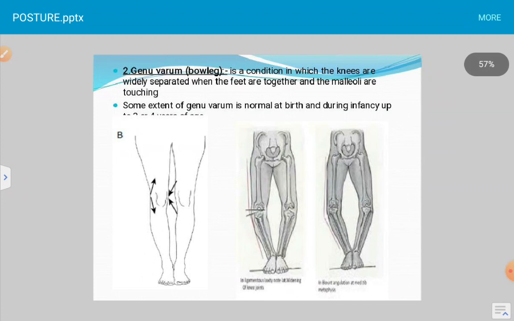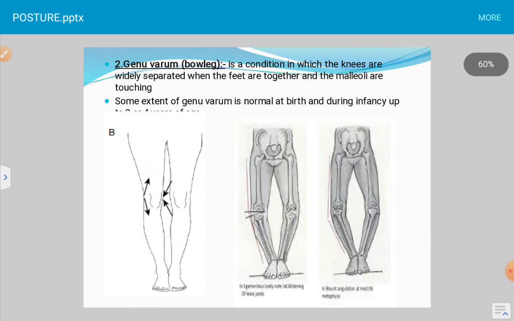Then the second one is genu varum or bow leg. Genu varum or bow leg is a condition in which the knees are widely separated when the feet are together and the medial malleoli are touching. In this picture you can see that the feet are together and the medial malleoli are in touched position. It is a condition in which knees are widely separated when the feet are together and malleoli are touching. The knees go wide from the midline.